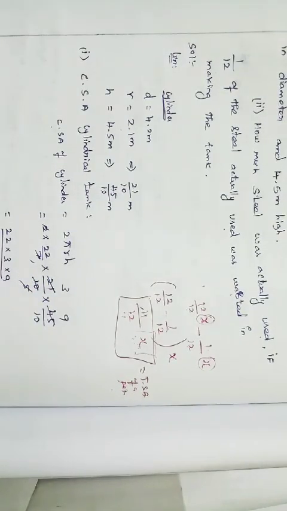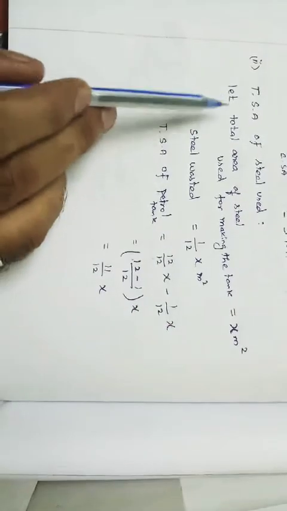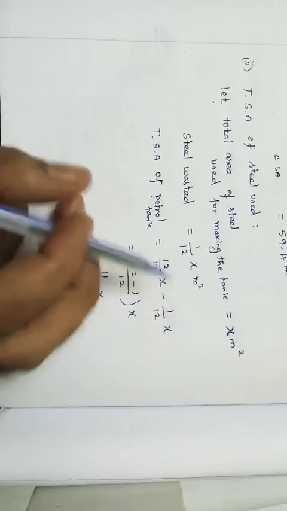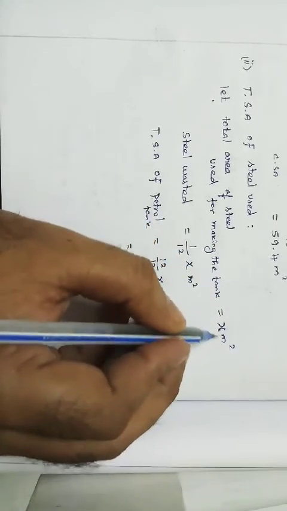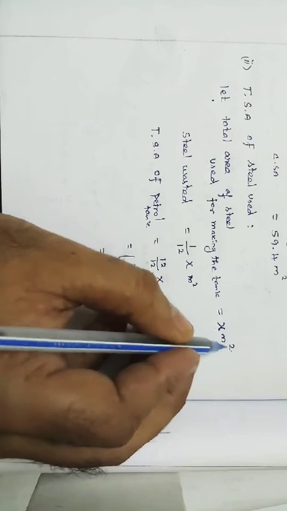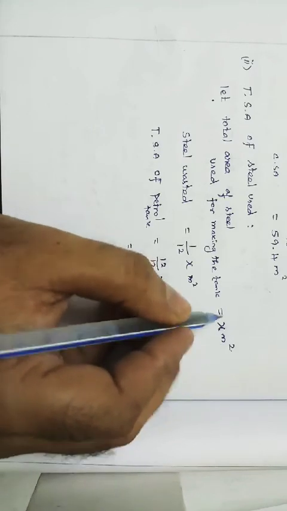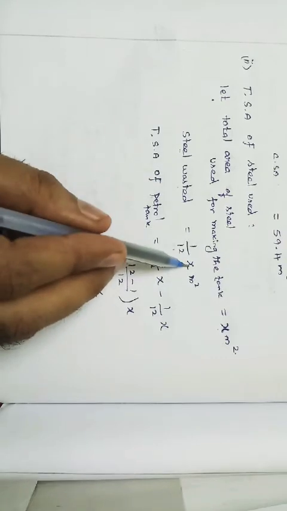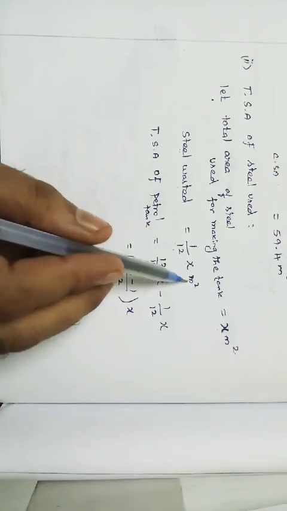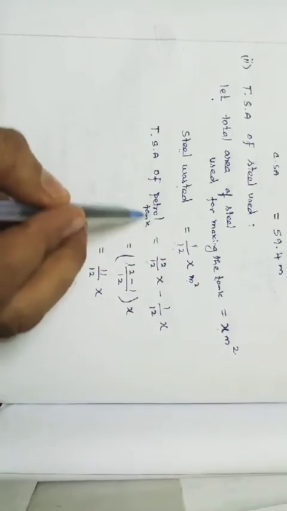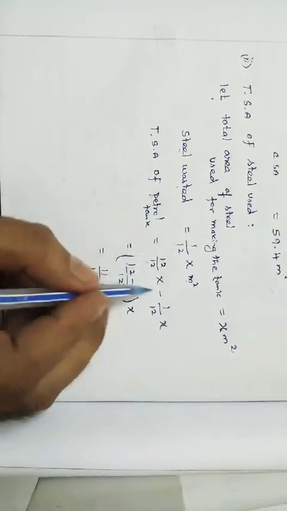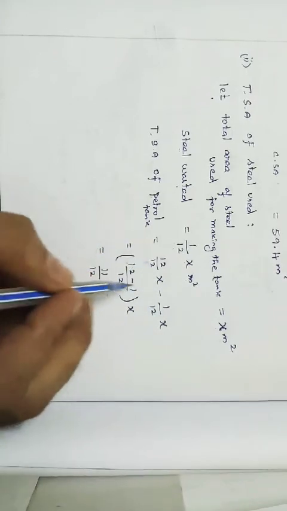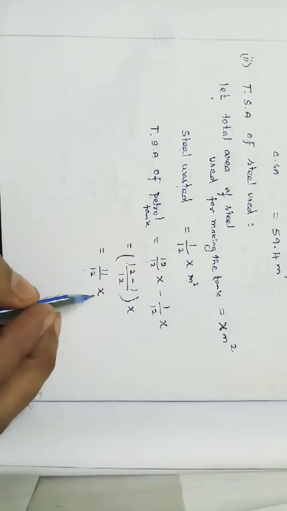So write in terms of format. Let the total area of steel used for making the tank be x meter square. Meter square, because it is area, that's why I'm writing x meter square. And already we know that the steel wasted is 1 by 12 of the total area, 1 by 12 of x meter square. So the TSA, total surface area of the petrol tank, is total steel minus wasted steel. Simplifying, I am getting 11 by 12 of x.